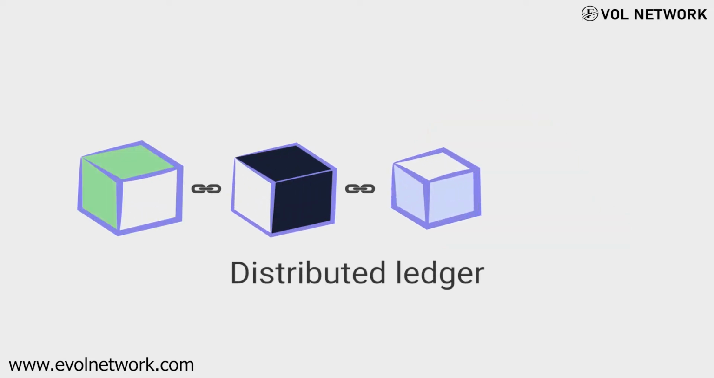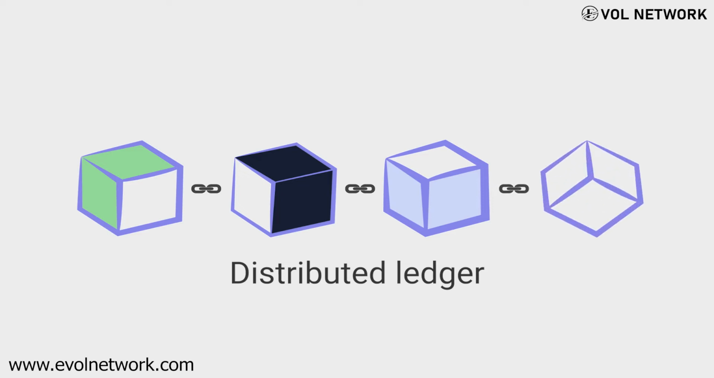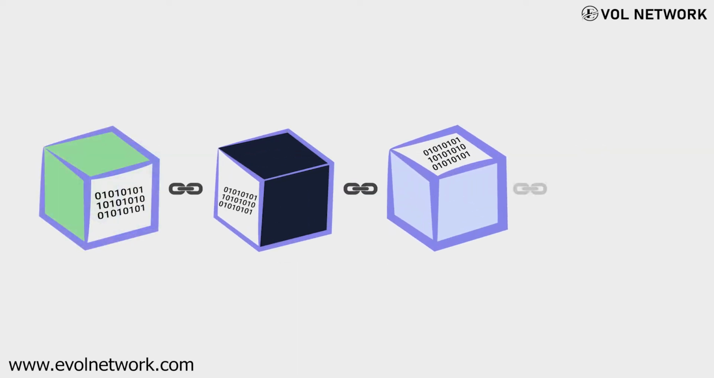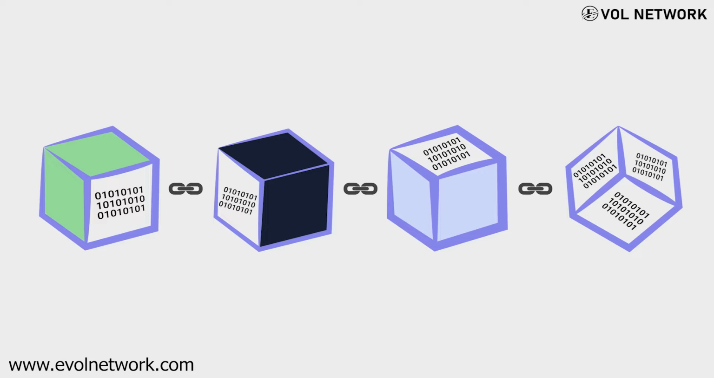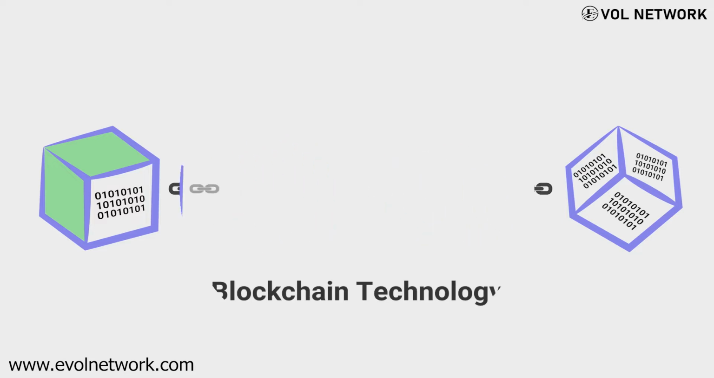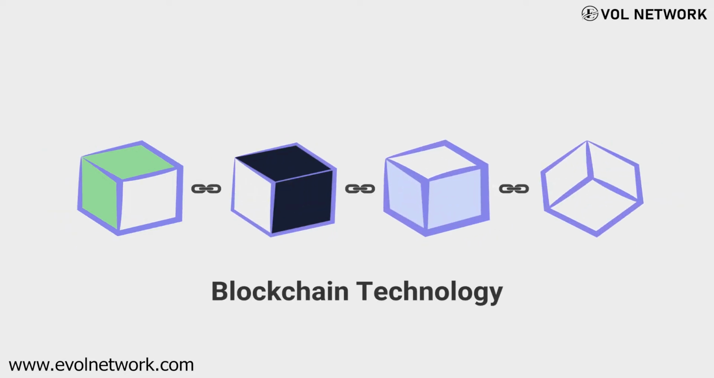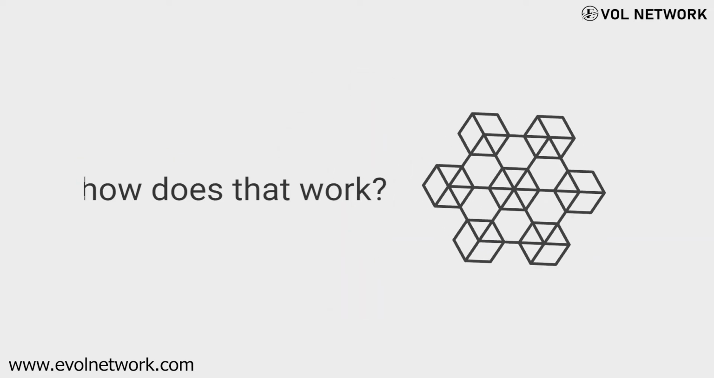Blockchain is a distributed ledger that is entirely open to anyone. Once some data has been recorded inside a blockchain, it becomes tough to change it. They have an attractive property. Now the question is, how does that work?